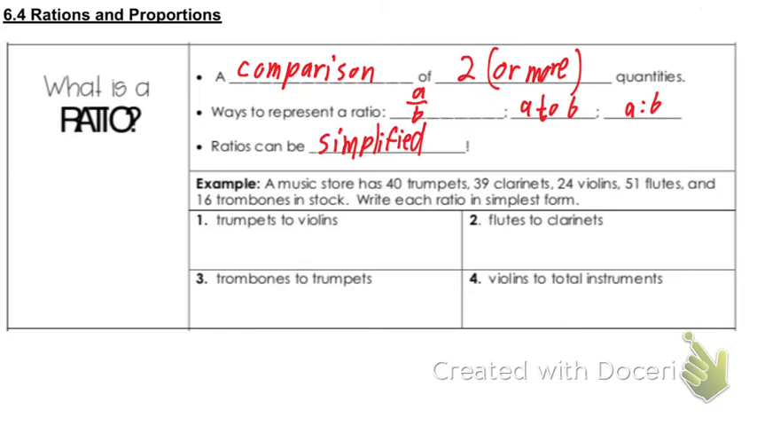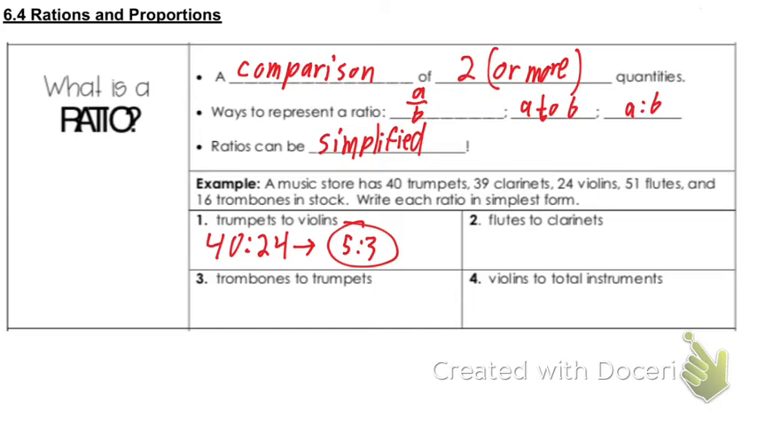So if we're doing the trumpets to the violins, how many trumpets do they have? 40. So it's 40 to how many violins? 24. So it's 40 to 24. Now, can we simplify that? Yes. It goes down to 5 to 3. So that means for every 5 trumpets, how many violins are there? 3. So for every 5 trumpets, there are 3 violins.